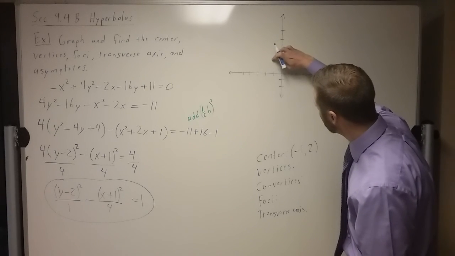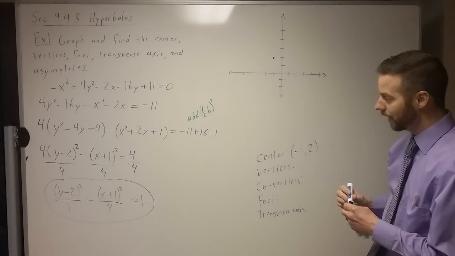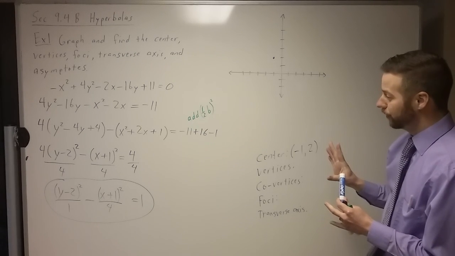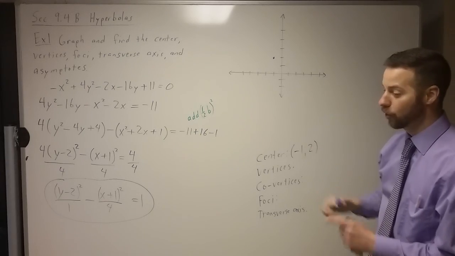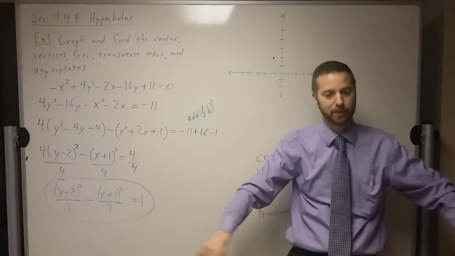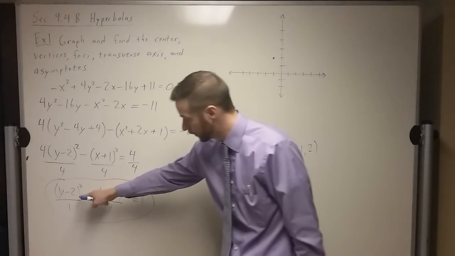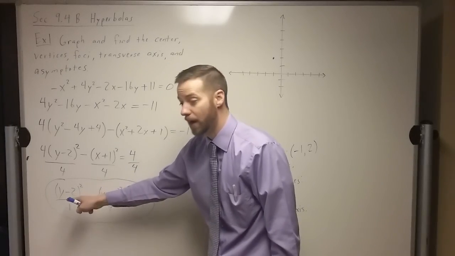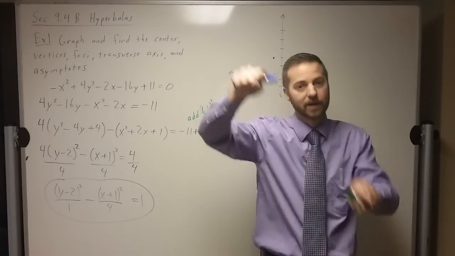All right, so let's see if we can go from there and find some other things. Vertices. Now, something that I think we should discuss before we go to find vertices: does this hyperbola open up and down, or is this a left and right hyperbola? Now, to figure this out, we need to think about which one's positive. Do you notice on this one, y is positive? If y is positive, this is going to be an up and down hyperbola.